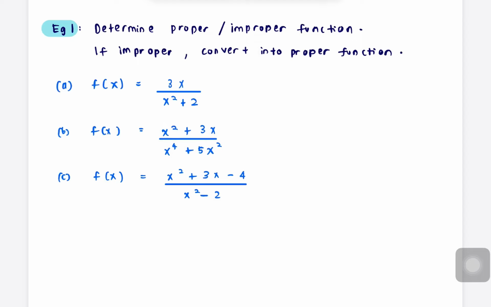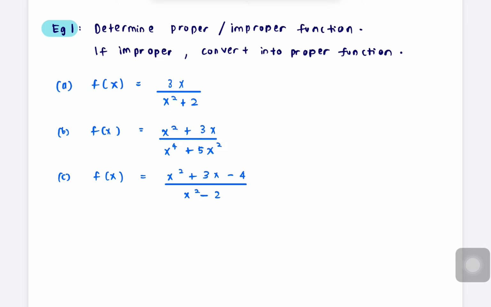Okay, example number 1. Determine whether the given function is proper or improper. If improper, convert into proper function. The first question, f(x) equals 3x over x squared plus 2.